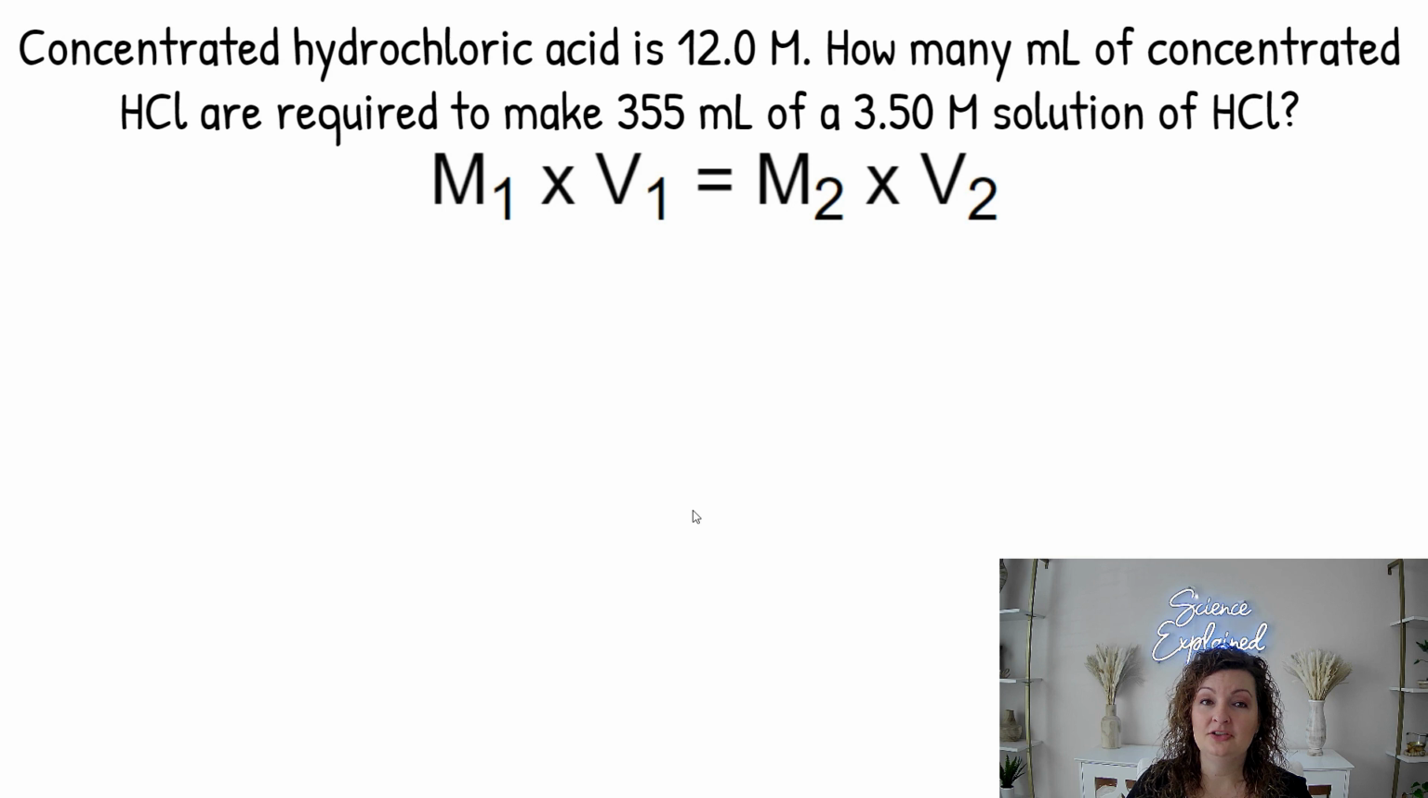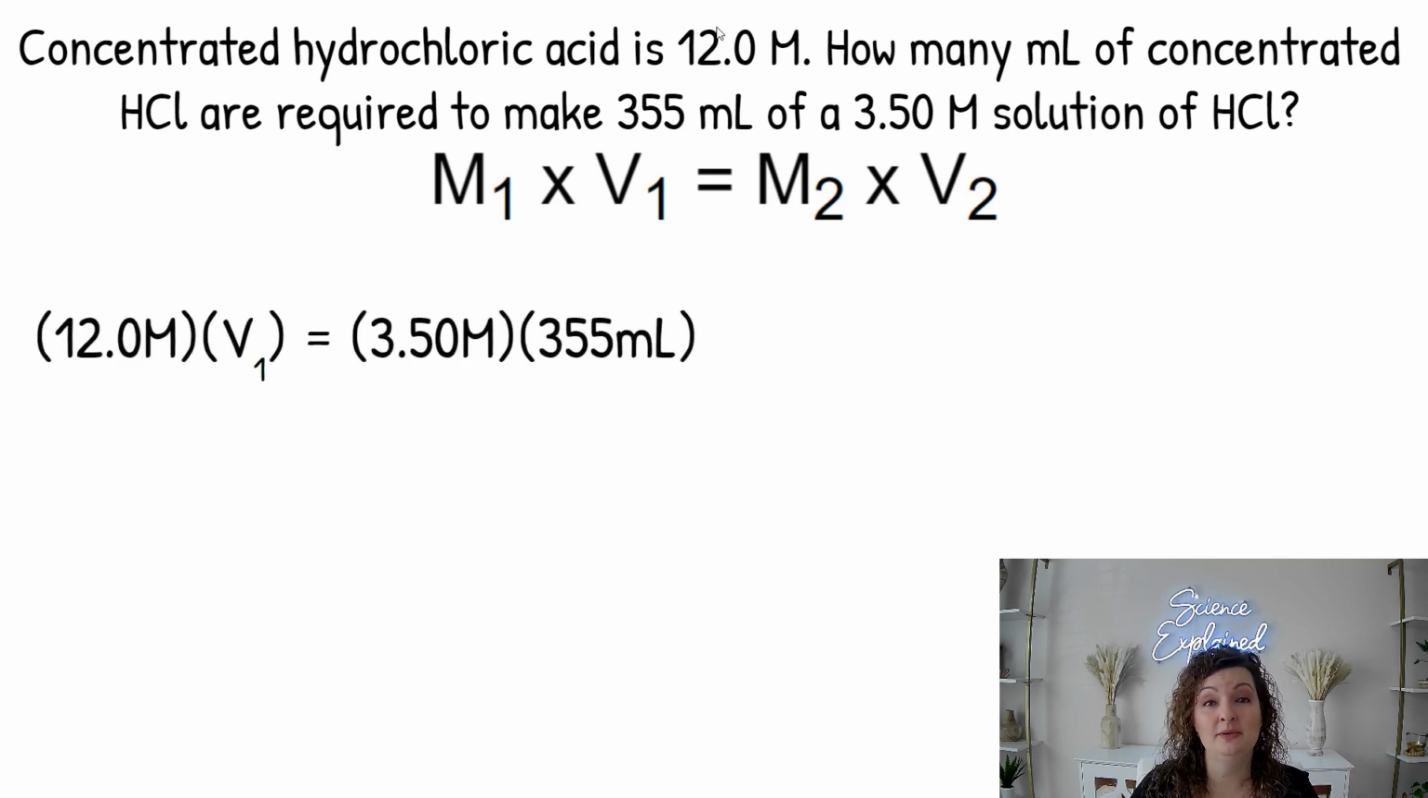So concentrated hydrochloric acid is 12 molar. How many milliliters of concentrated HCl are required to make 355 milliliters of a 3.5 molar solution of HCl? Again, it's the same math. You're just looking for something different every single time, and they're definitely going to do that on a quiz or a test for you, right?